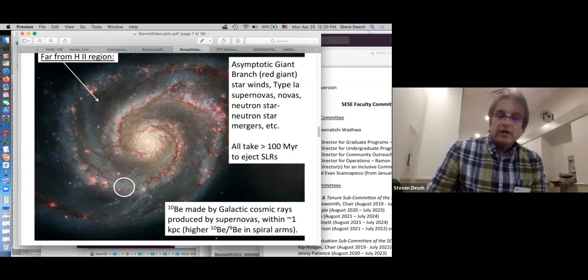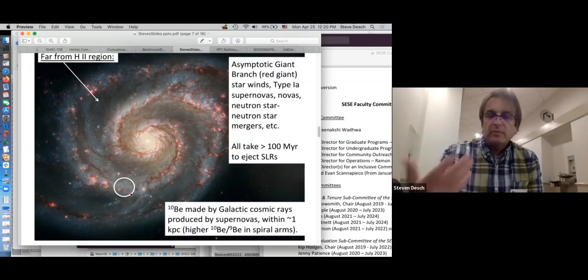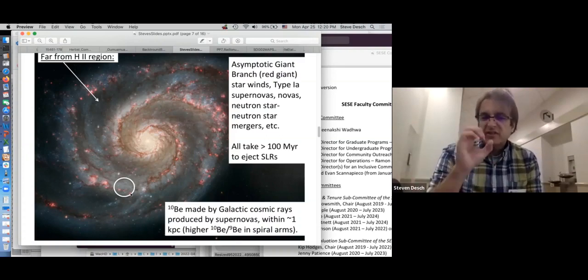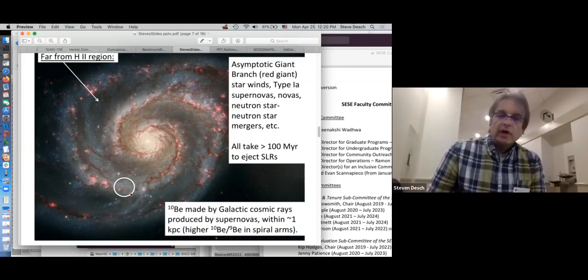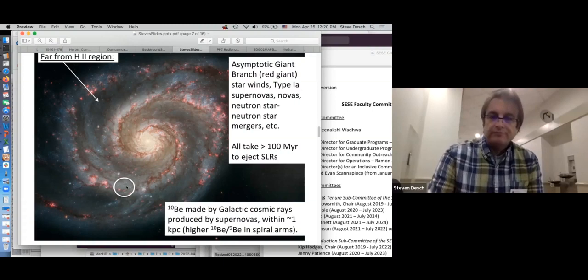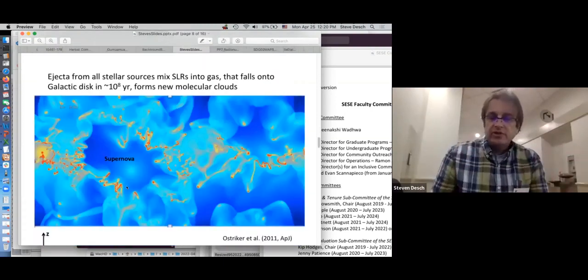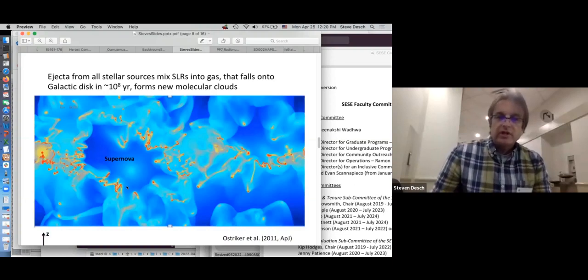So you get a lot of cosmic rays where you have a lot of supernovas, and those are in spiral arms. And where they're produced, they tend to propagate about a kiloparsec, which is about the size of this circle. So in between spiral arms, you get less beryllium-10, and in the spiral arms, you get a lot.